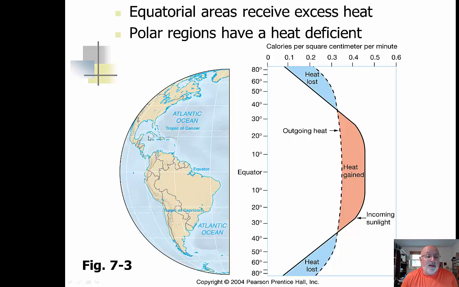If you take a look at how much heat hits the equator, they actually get more than leaves. So the outgoing heat is here, and the heat gained is picking up this. But then that, of course, moves into the poles, which actually lose more heat than they get. So the poles are heated by this hot air, and then the cool air comes down and cools off the equatorial regions. Calories per centimeter per minute, and the equatorial region gets quite a bit.